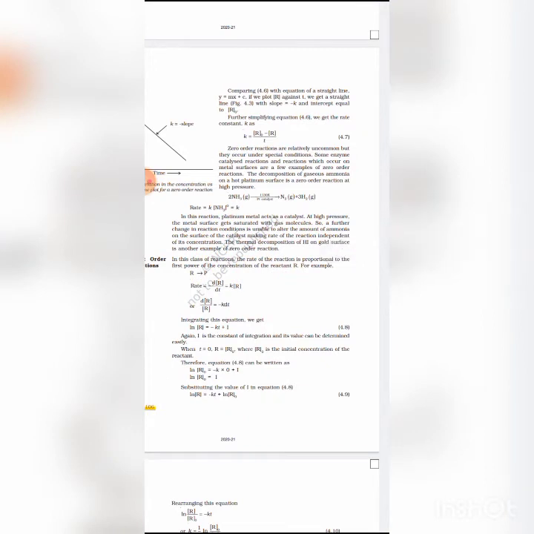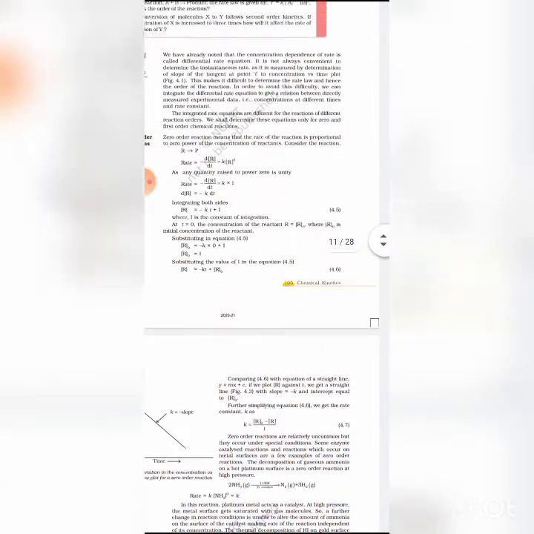For example, the inversion of cane sugar is a bimolecular reaction, but it is a first order reaction as the concentration of water is quite large and doesn't change appreciably. Now zero order reactions. In such reactions, the rate remains constant through the course of the reaction. That is, the rate doesn't change with the change in concentration of the reactant.